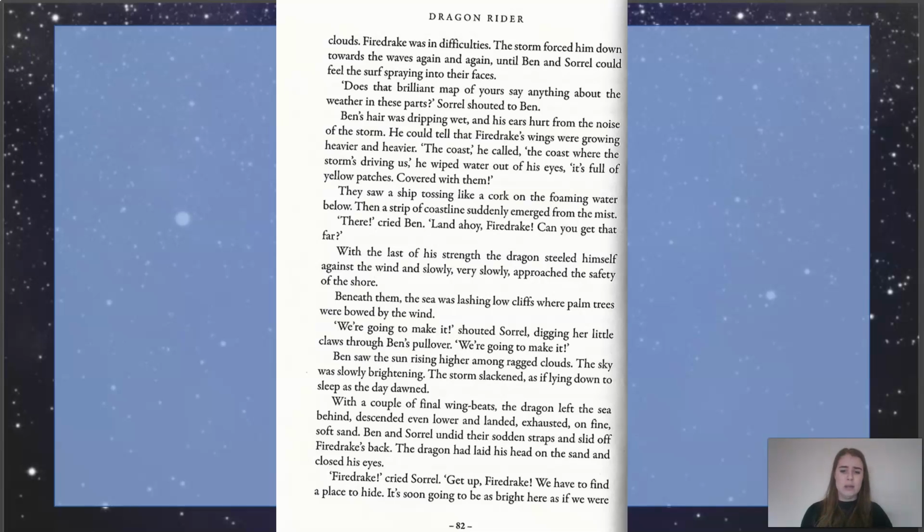With a couple of final wing beats, the dragon left the sea behind, descended even lower, and landed, exhausted, on fine, soft sand. Ben and Sorrel undid their sodden straps and slid off Firedrake's back. The dragon had laid his head on the sand and closed his eyes. I'm going to pause there because we'll add on to that sentence tomorrow.